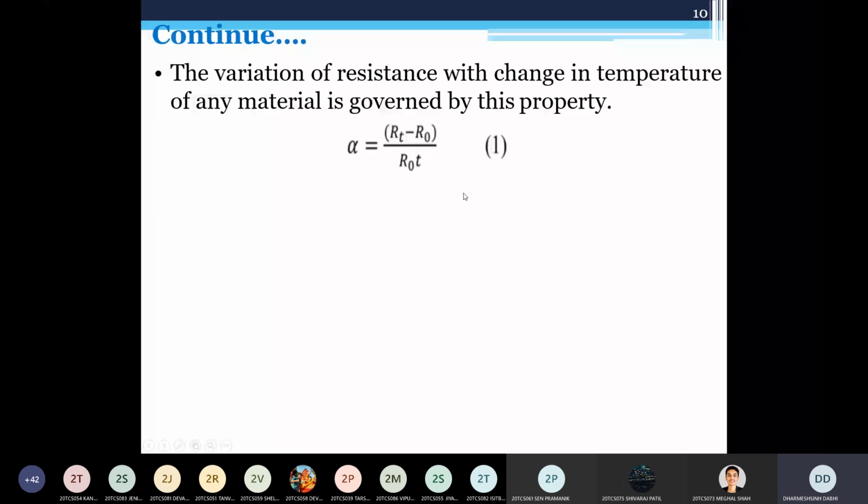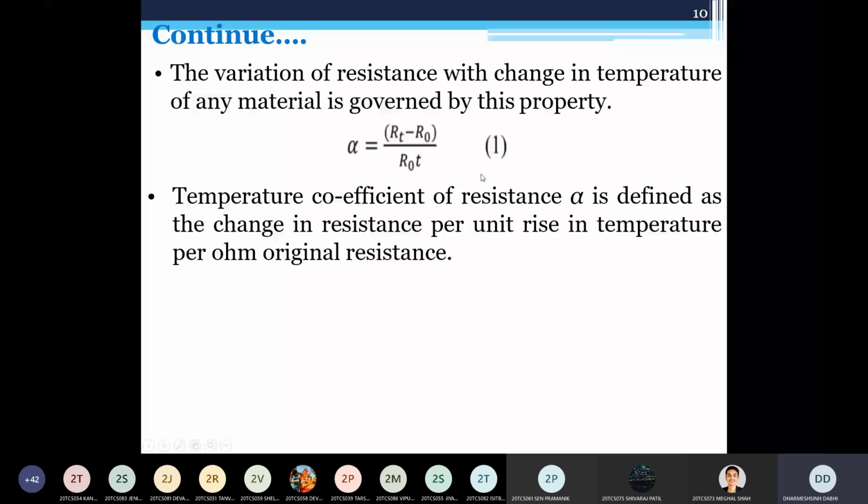So you can see that this is the first equation. The temperature coefficient of resistance alpha is defined as the change in the resistance, RT minus R0, per unit rise in temperature. The denominator is T, the temperature difference, per ohm of original resistance, which is R0. Again, repeating the definition: alpha is defined as the change in resistance RT minus R0 per unit rise in temperature per ohm original resistance. This is called the temperature coefficient of resistance alpha.